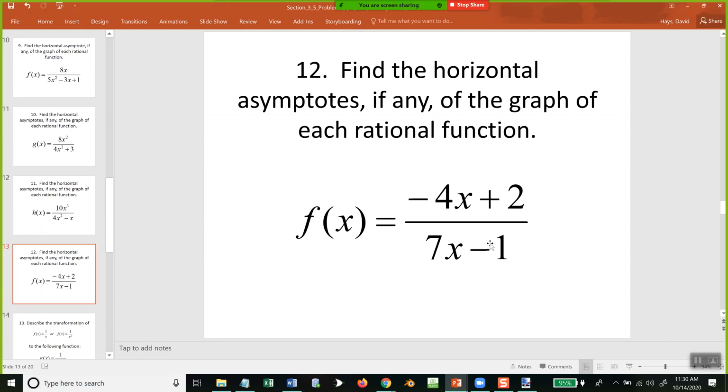And number 12, degree of the top is 1, the degree of the bottom is 1. So the degrees are the same. So this is case 3, and we want to create a new fraction out of it. So I'm going to have y equals, and then you take the number off the front of the x to the largest power. So -4 here and 7 here. So my answer would be y is equal to -4/7.